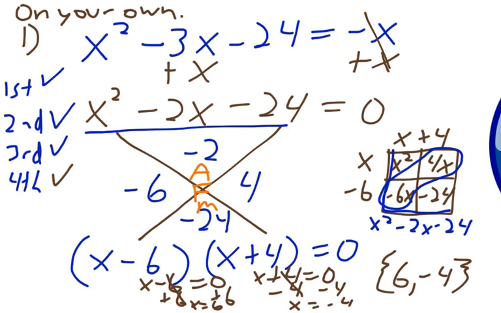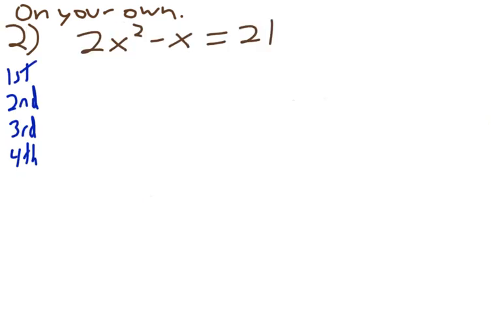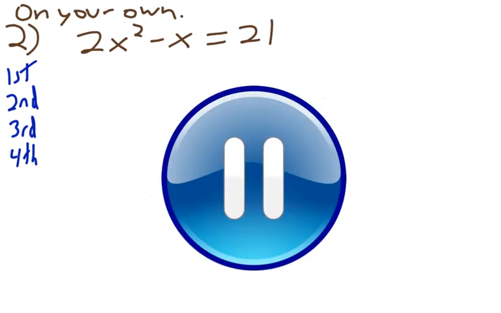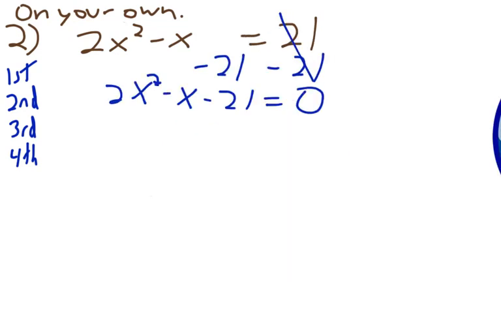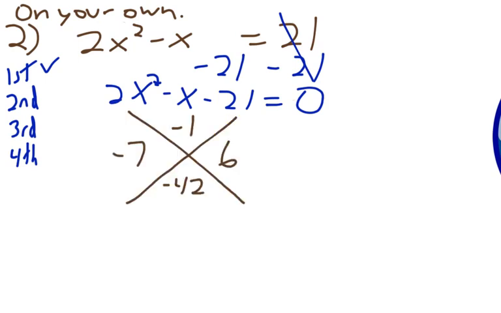All right, now for our second example, your second one on your own. Try 2x squared minus x equals 21. Give that one a shot and pause the video. All right, now let's check how to do that. First step, we solved it for 0, and we got 2x squared minus x minus 21 equals 0. Now it's in standard form.